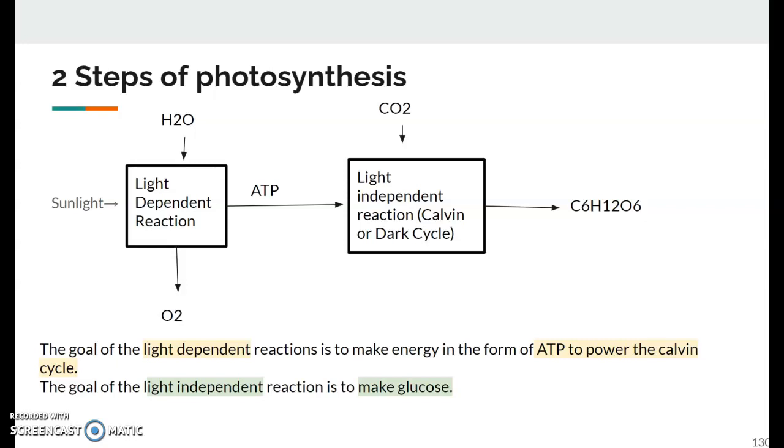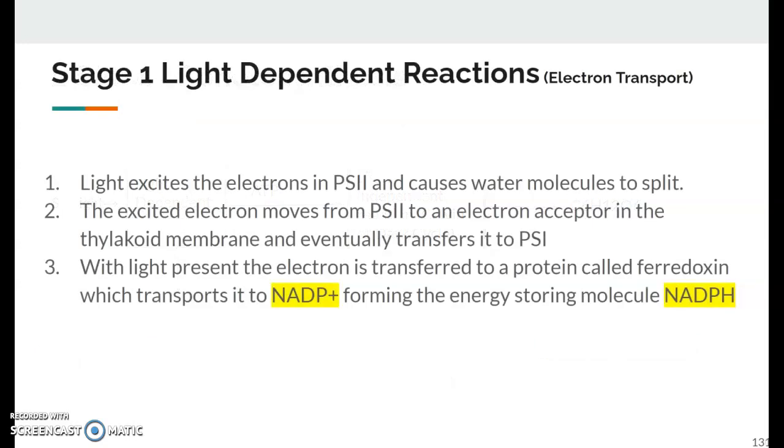All right. So photosynthesis happens in two steps. Here's the big picture. The first step, you get sunlight and you have water, and the sunlight splits the water molecule to produce oxygen and ATP. All right. The light dependent reactions take place to make ATP because you need ATP to power the dark reactions. All right. Then you have step two, which is the dark reactions, or sometimes you'll hear light independent reactions. And the goal of this step is to make glucose. All right, so I'm going to go in depth a little bit more on those two stages.